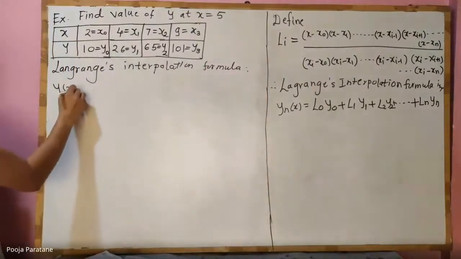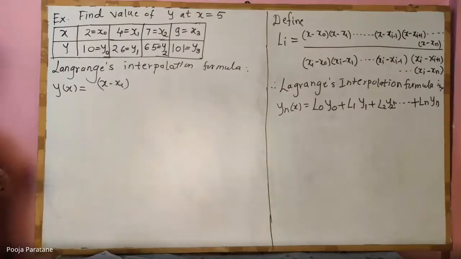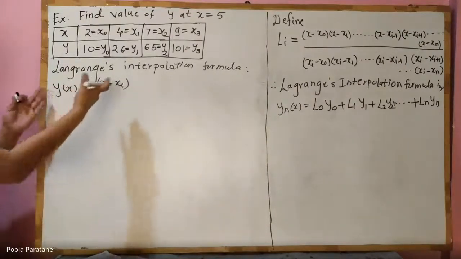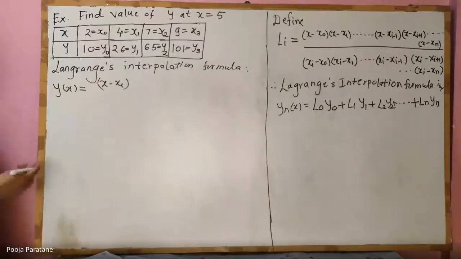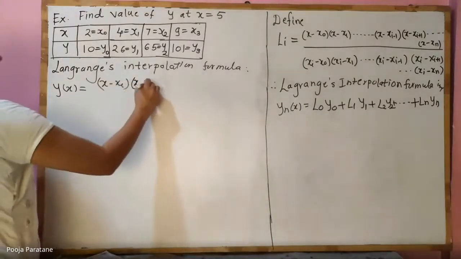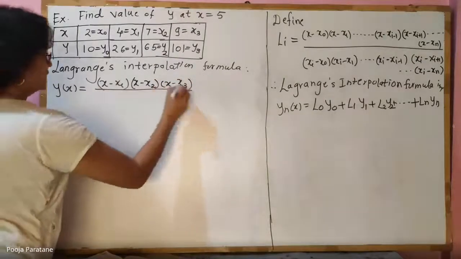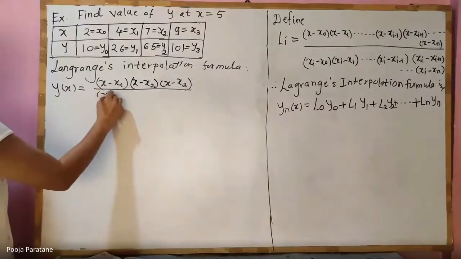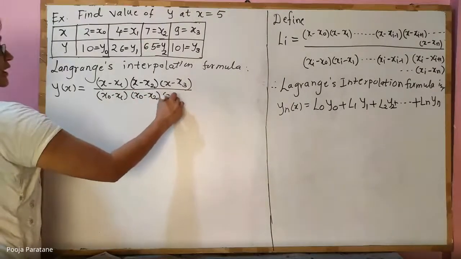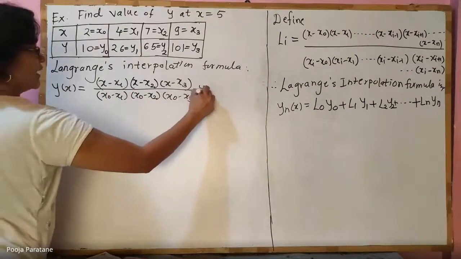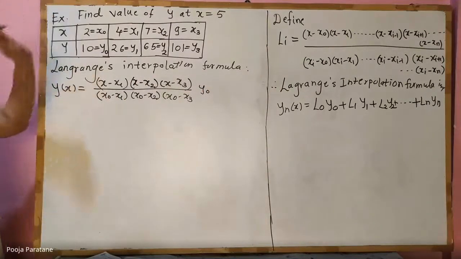Yx is equal to x minus x1, as I am writing the term related to y. So I am always comfortable to use, remember this formula. So I write it directly: x minus x1 into x minus x2 into x minus x3 upon x0 minus x1, x0 minus x2, x0 minus x3 into y0. So just write the formula related to the given values only.